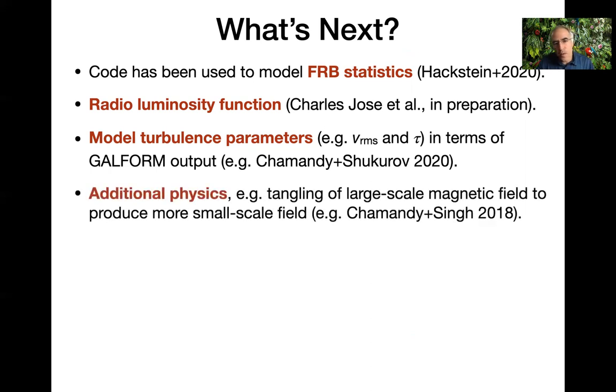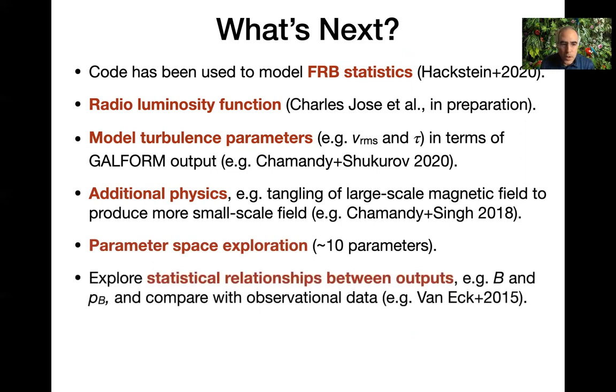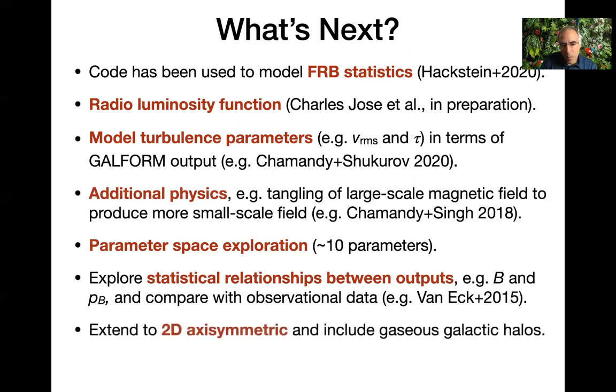We can also put in additional physics, for example, the tangling of large-scale magnetic field to produce more small-scale field, and other things as well. We want to explore the parameter space. There are only about 10 parameters. We want to explore the statistical relationships between our outputs, for example, the mean field strength and the pitch angle of the mean field, and then compare with observational data. We want to extend it ultimately to 2D axisymmetric, so include the vertical dimension and include the gaseous halos, which are known to contain fairly strong magnetic fields.